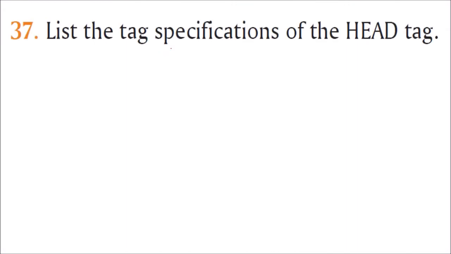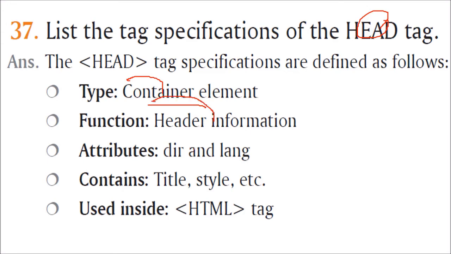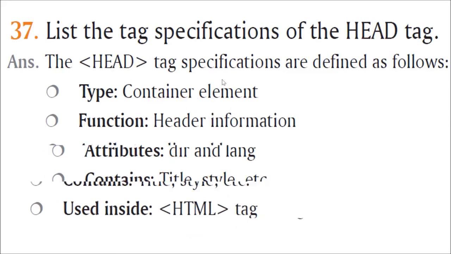List the tag specification of the head tag. So the head tag is a container element type. Its function is to contain the header information. It has attributes like dir, directory, and language. It contains title and style, and it is used inside the HTML tag.